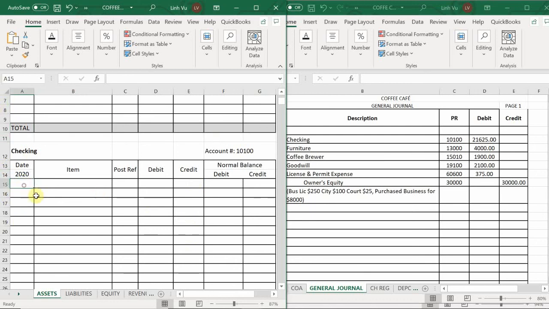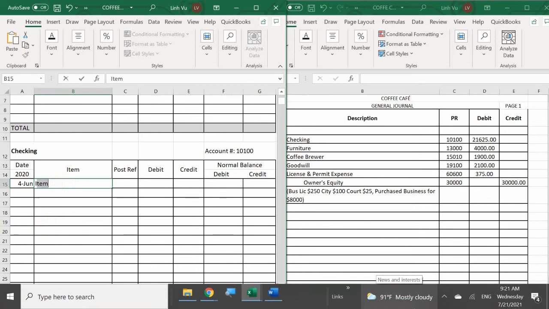So the date here, right? It's June 4th. Now the notes that you want to put in here is under, it says item here, but that's what you want to say in regards to what this transaction is. So in this case, I'm going to say this is my opening balance in my bank account. Opening balance in bank account. And I have the date right there, so I don't need to put the date in there again.